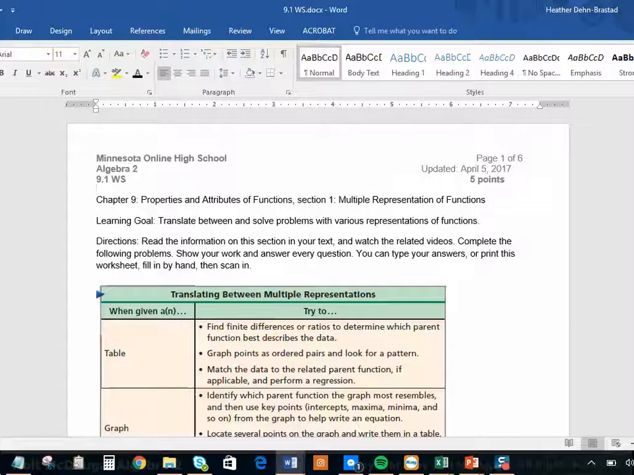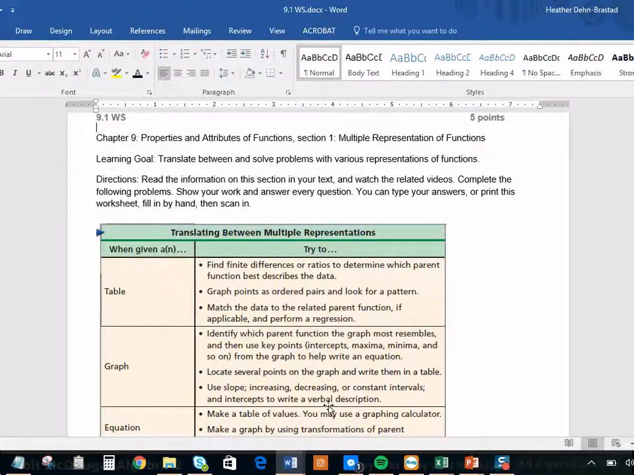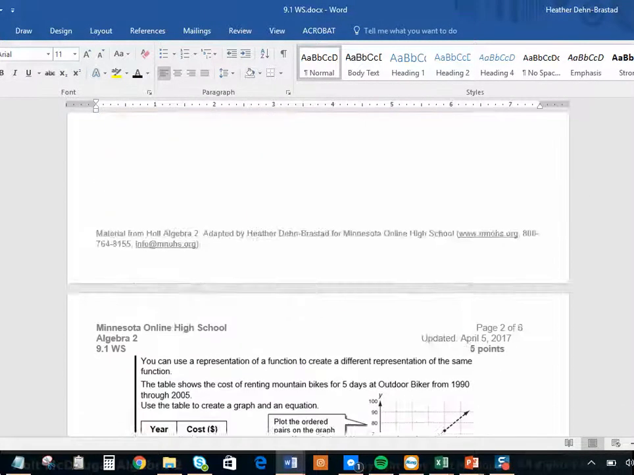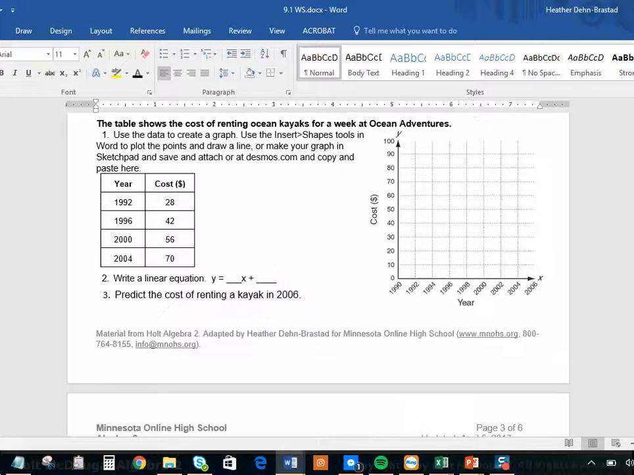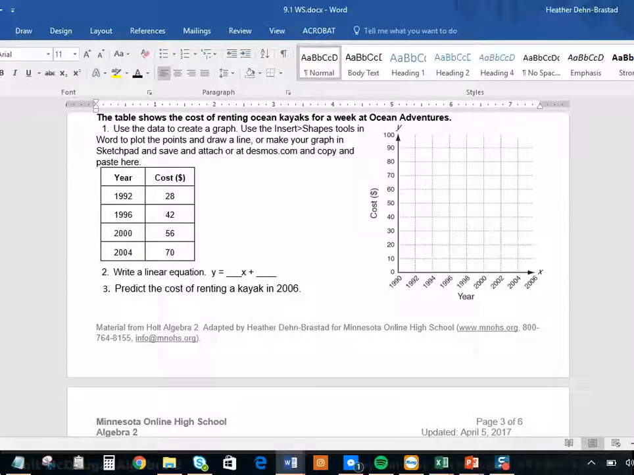All right, so here's your worksheet. Here's the same information that we just went over. And then we have some problems. There's an example as well. So on this one, it's use the data to create a table. Use the Insert Shapes tool in Word to plot the points and draw a line, or you can make your graph in Sketchpad or Desmos and copy and paste here.